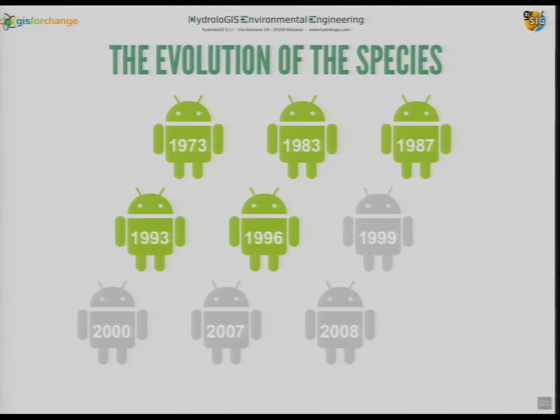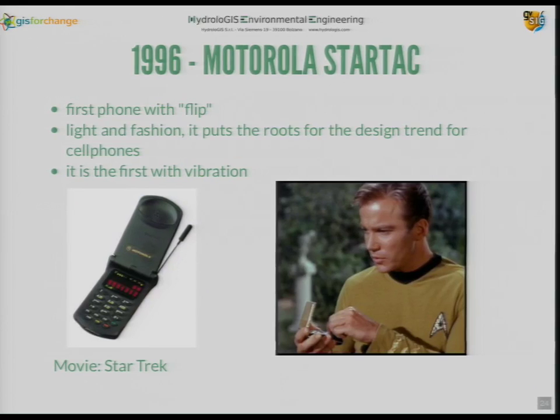In 1996, the first really cool phone came out. It was a Motorola StarTAC, and it was the first that was flipping. It has vibration, and it was the first that introduced kind of the concept of fashion in the mobile device things. And obviously, it came kind of from the Star Trek movie series.